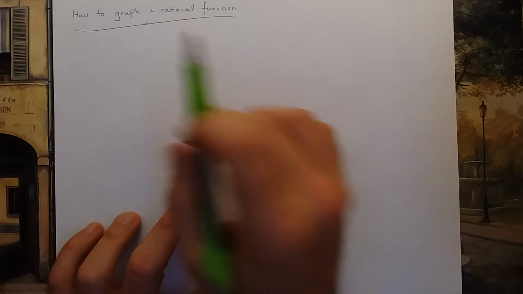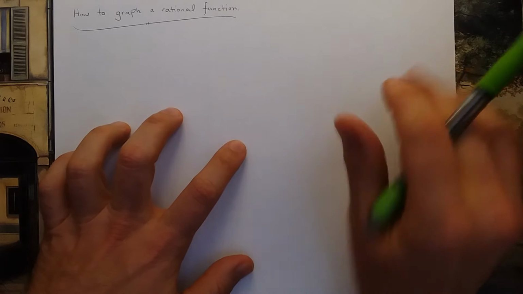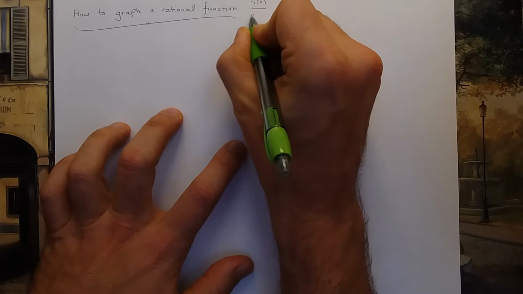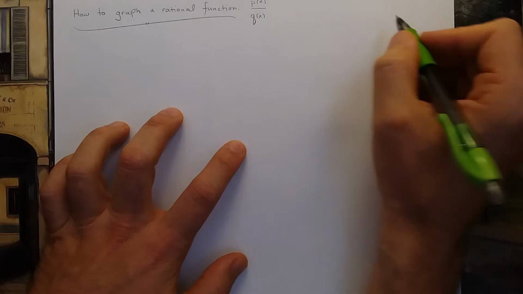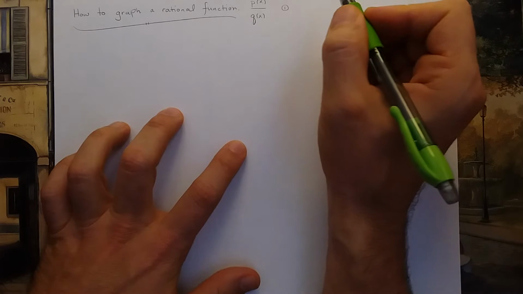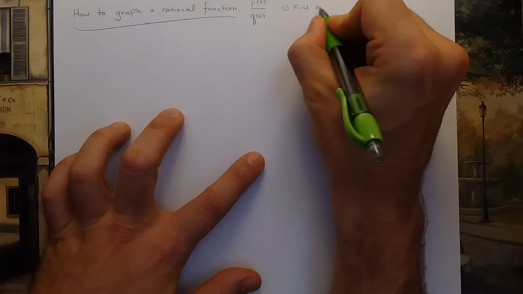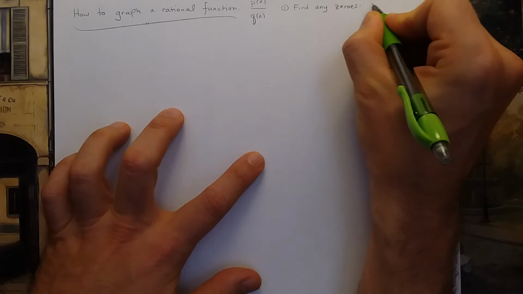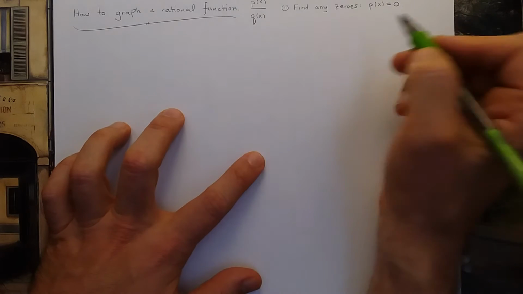This video contains a step-by-step guide on how to graph a rational function. A rational function looks like p of x divided by q of x, where p of x and q of x are polynomials. Here's the first step. You find any zeros. That's where p of x is equal to 0, the top function.